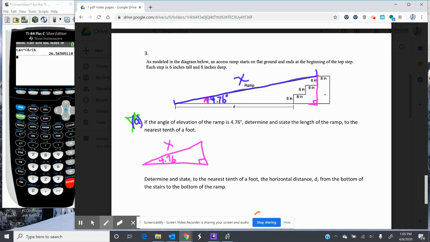The length of the ramp, X. Find the length of the ramp. Now when I'm looking at these measurements, it says 6 inches, 6 inches, 6 inches. If I need to find something in feet, we need to remember 12 inches is 1 foot.